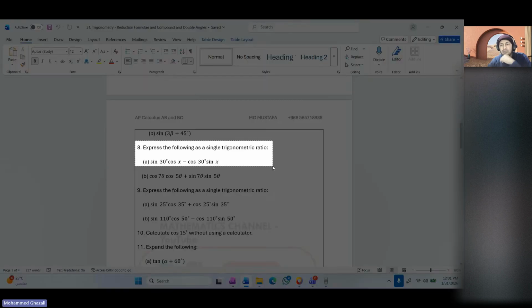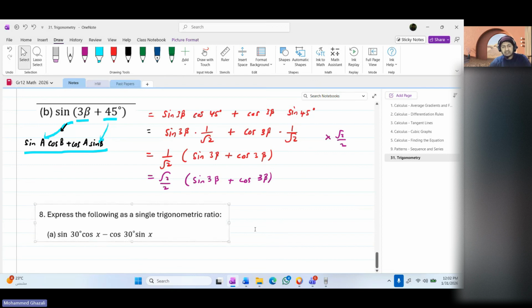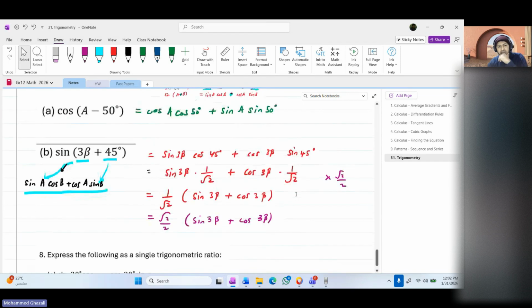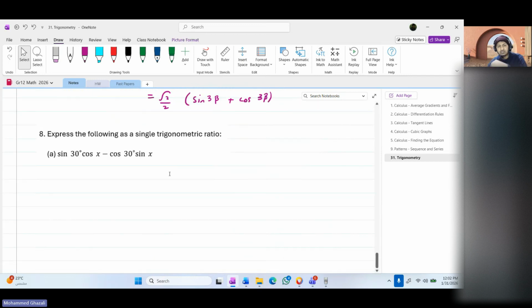Now, you must look at the expanded part and you must also be able to contract, right? You expanded those. Now, this is already expressed the following as a single trigonometric ratio. This is already the expanded part. You must be able to contract, right? So I'm going to copy this formula here and see which one this here matches with.